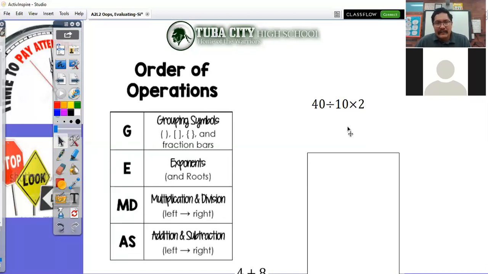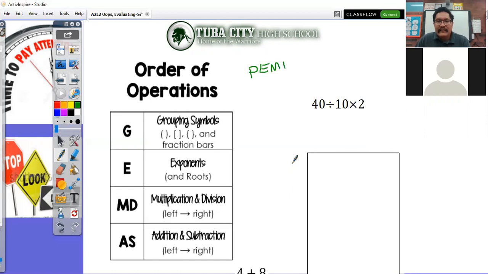I did this with my first hour, and luckily a lot of them participated, which is good. A lot of them, I think, said 2. Now there's a problem with that because that is not the right answer. Well, what is the right answer? I'm going to go first and explain what people usually do when they see this.